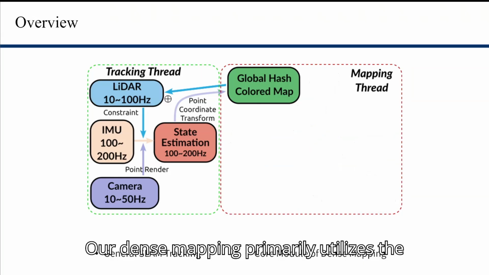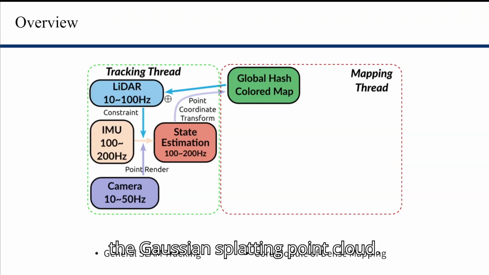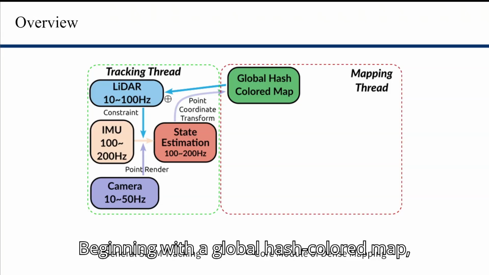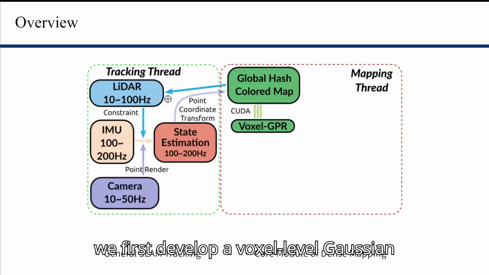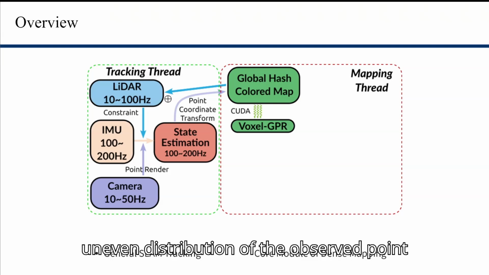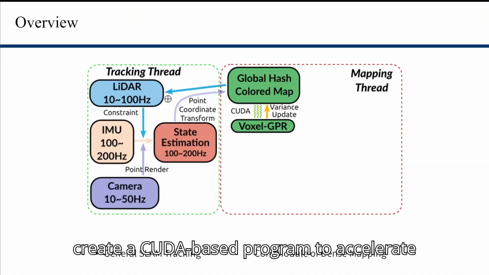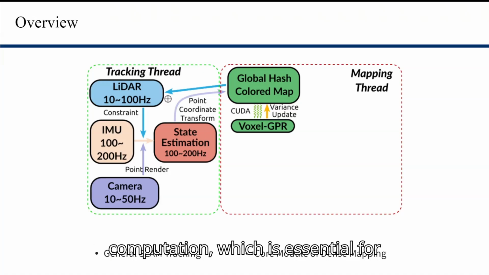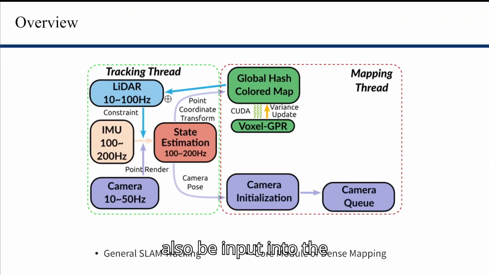Our dense mapping primarily utilizes the observed LiDAR point cloud to initialize the Gaussian splatting point cloud. Beginning with a global hash-colored map, we first develop a voxel-level Gaussian process to address the sparsity and uneven distribution of the observed point cloud. In our implementation, we create a CUDA-based program to accelerate computation, which is essential for real-time map expansion. Simultaneously, the camera poses will also be input into the dense mapping module.